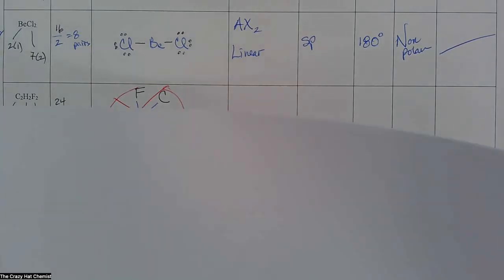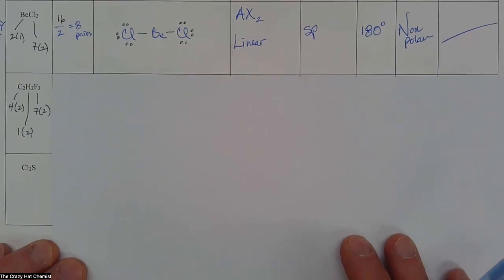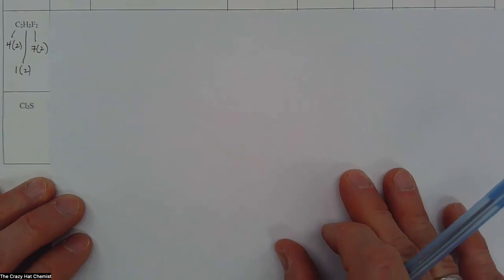So what's going to have to happen is the following. Keep in mind what we have. I'm going to pull another sheet of paper here because we're going to need more space. I'm going to slide this up. So we're working just with this C2H2F2. So what we're going to do is we're going to start branching the carbon.